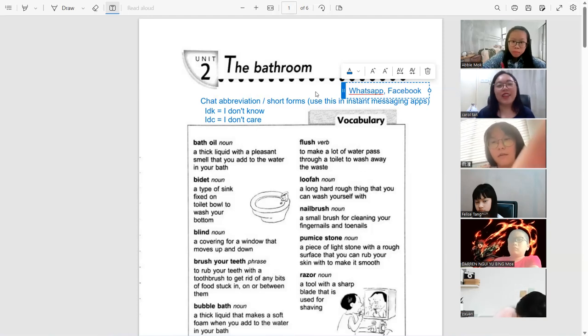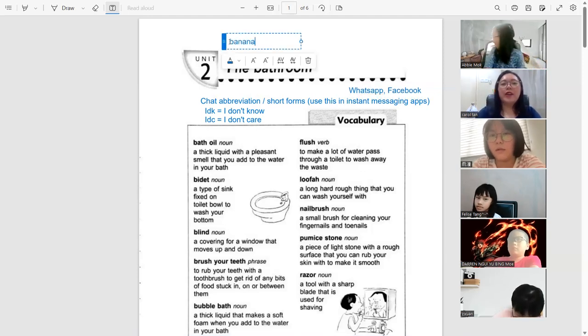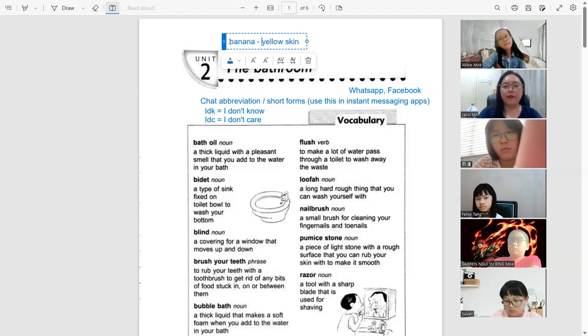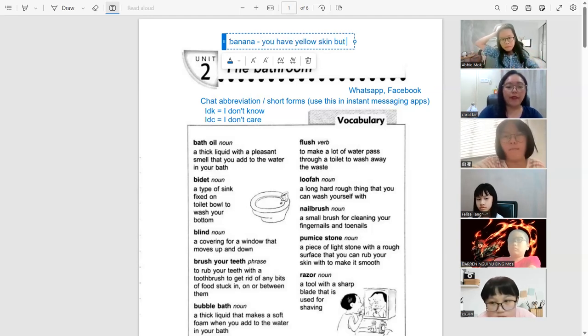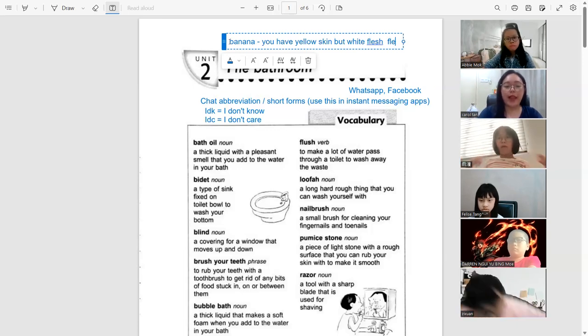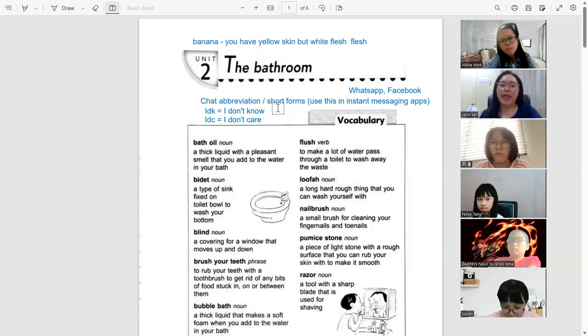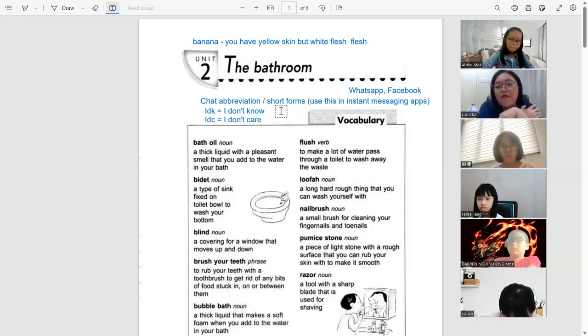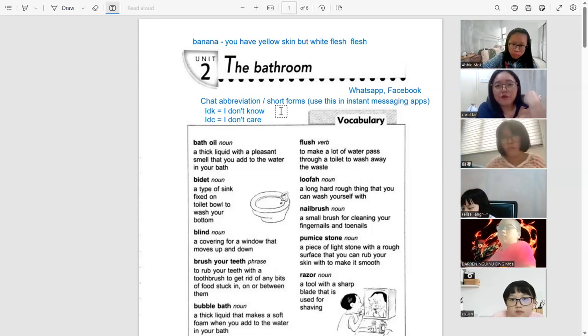Some students will ask me, teacher, are you a banana? Some people might not know what is meant by banana, so you all can write over here. Banana, I know it's a fruit, correct? But if you say someone is a banana, it means you have yellow skin but white flesh inside, like the inside of a banana. So people tell me, teacher, are you a banana? It means you're Chinese, because Chinese people have yellow or white skin.